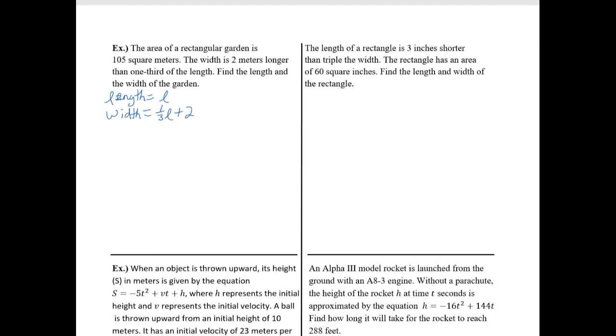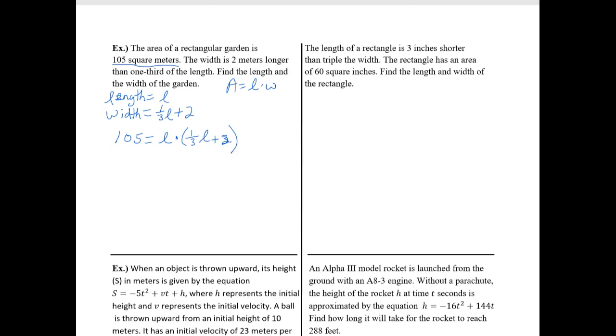Now that I've defined my variables, I can write an equation. I know that area of a rectangular object is length times width, and instead of writing length times width, I'm going to write what I think my length and width are, represented with these expressions. So the area was 105 square meters. I'm going to replace A with 105. I'm going to replace L with L. I'm going to replace W with 1/3 L plus 2. That whole thing is how I calculate my width. Whoops, plus 2.